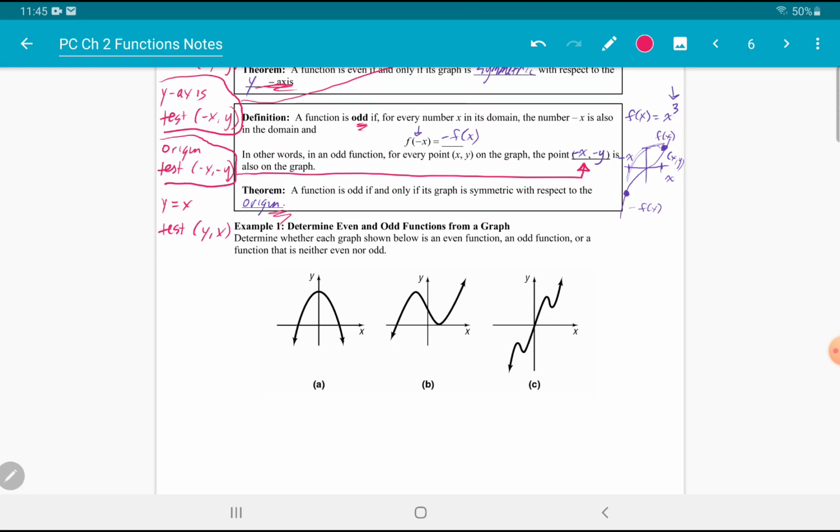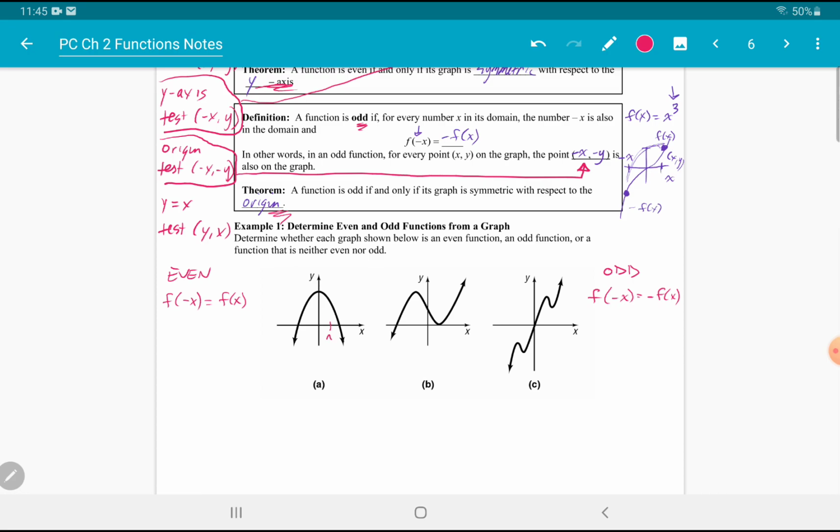Let's determine if functions are even or odd now based on our definitions. Remember, if we know that it is an even function, then what we should see is that if you plug in a negative x value, you get a positive y value. If a function is odd, then what we should see is that if you plug in a negative x value, you get a negative y value. So those are the two things we're looking for. If you don't satisfy any of those, then that would be a neither type of function. So let's take a look at these three examples here.